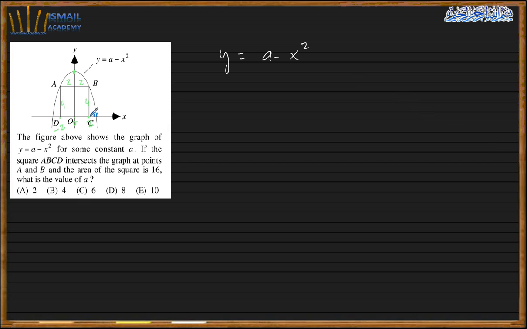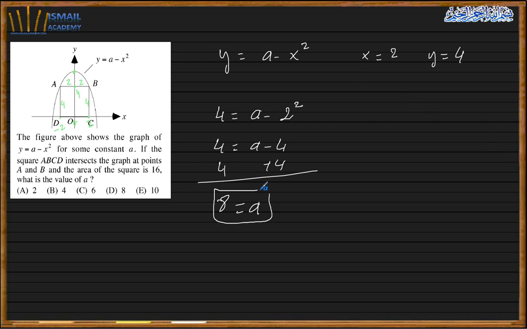So we know that at x equals 2, you see the value here is 4. So when x equals 2, y equals 4. What I do here is substitute those values into the function. So 4 equals a minus 2 squared. 4 equals a minus 4. Add 4 to both sides. A will be 8, and 8 is D.